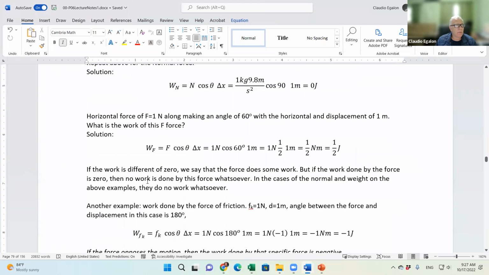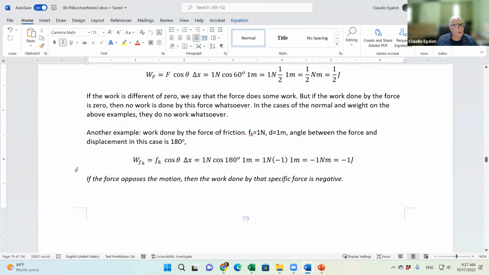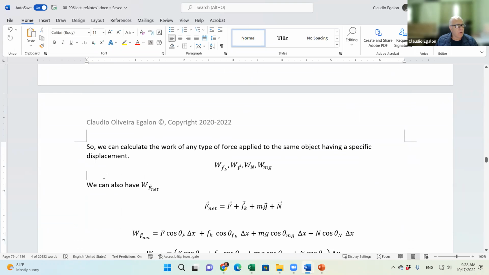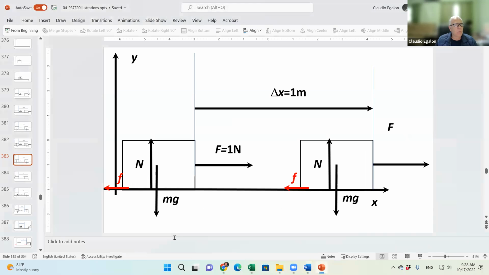Zero joules, horizontal force. Here you go. Work done by the force of friction. Recall that we can have 4 forces. In this case, we have 4 forces being applied to this object. Because of that, we have the work done by this force, the work done by the force of friction, the work done by the weight, and the work done by the normal.